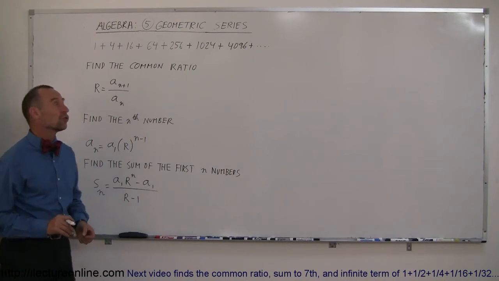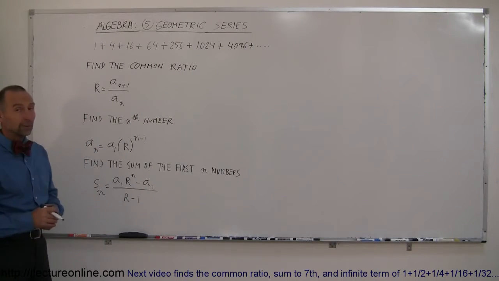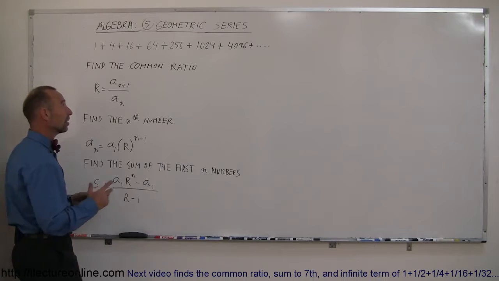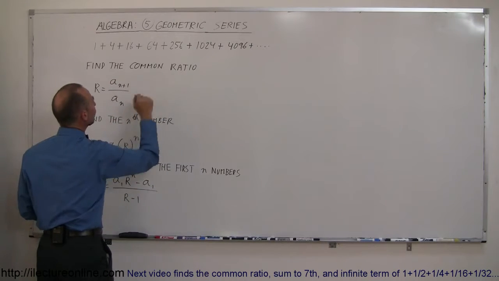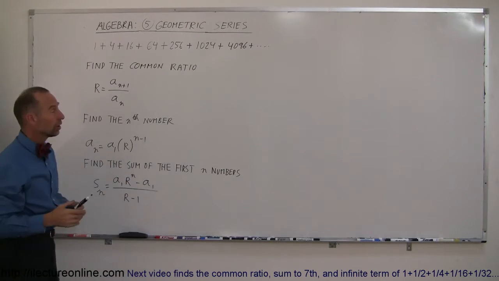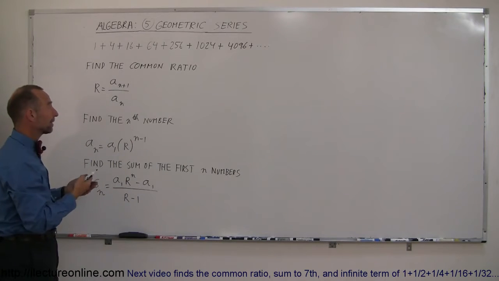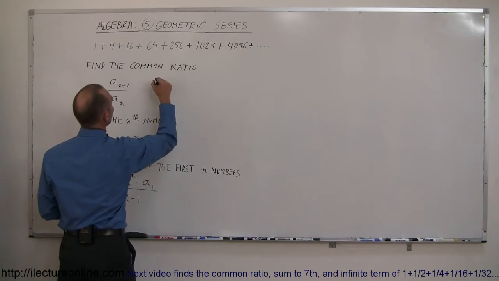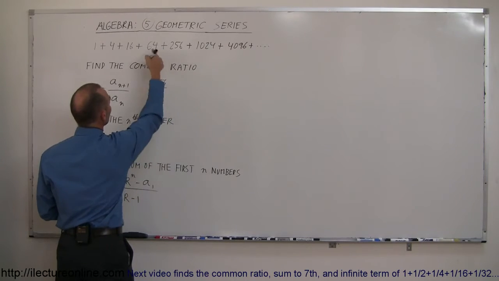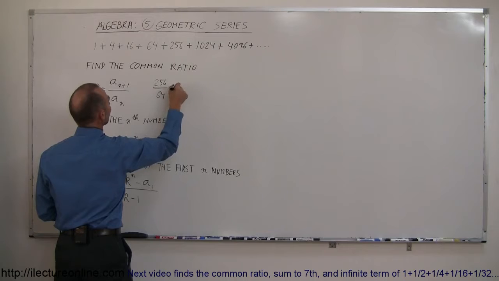Let's now take a look at a geometric series. Just like with a sequence, it's a set of numbers. In this case, they're added instead of just listed, where you can find a common ratio. So take any one of the numbers, divide by the previous number, and you'll get the same number, the same ratio. For example, if I take 256 and divide by the previous number 64, I get 4.